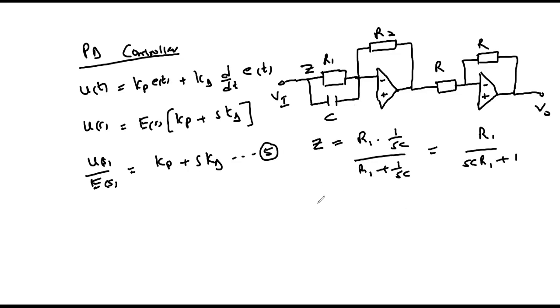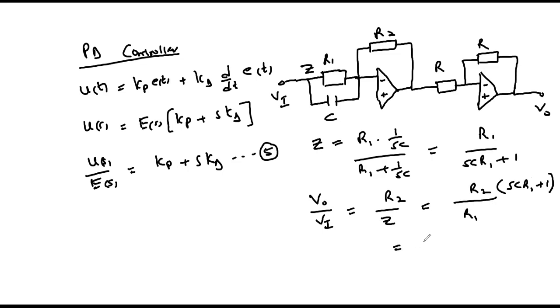The transfer function is obtained as VO over VI equals R2 over Z, which will be equal to R2 over R1 into SC R1 plus 1, which we can write as R2 over R1 plus, if we open the brackets, SC R2. And this is our V out over VI. We can call this equation 6.